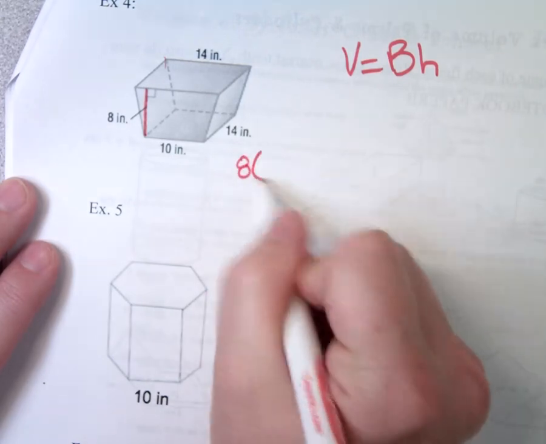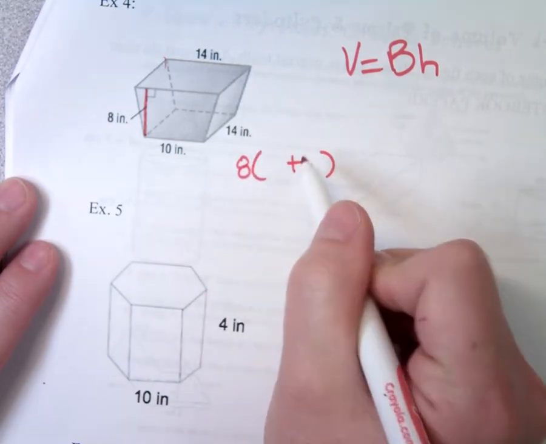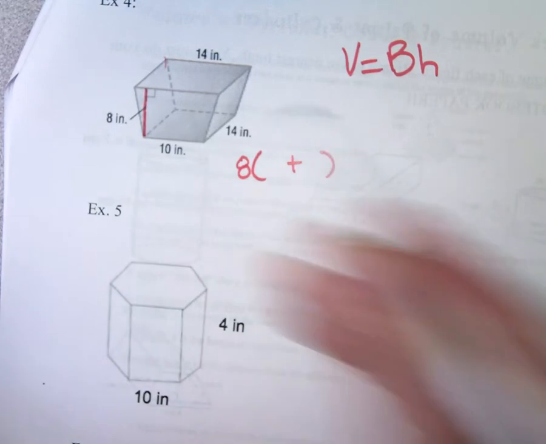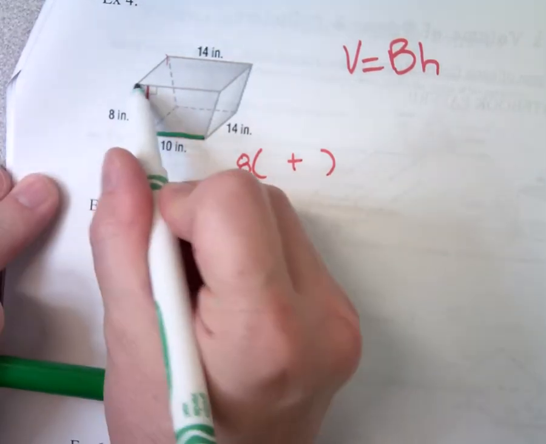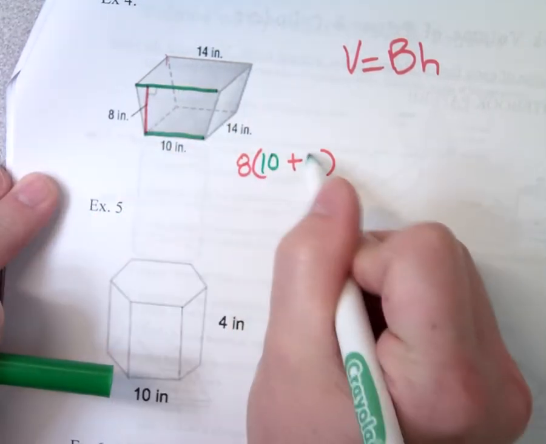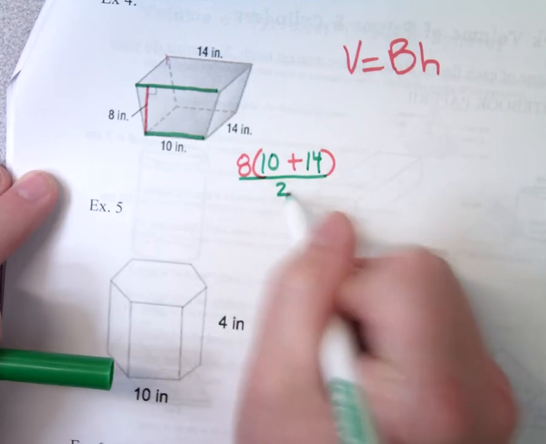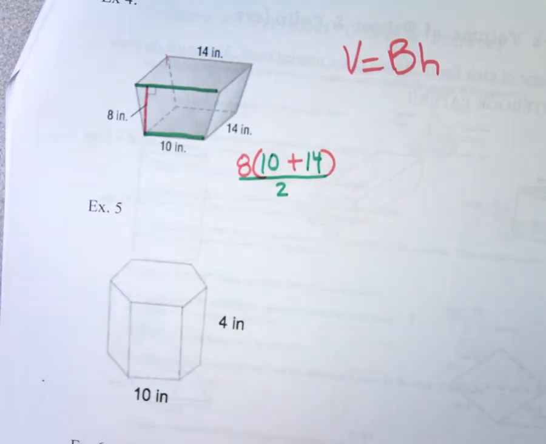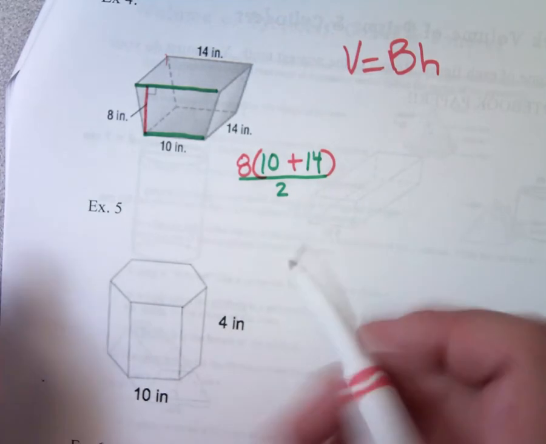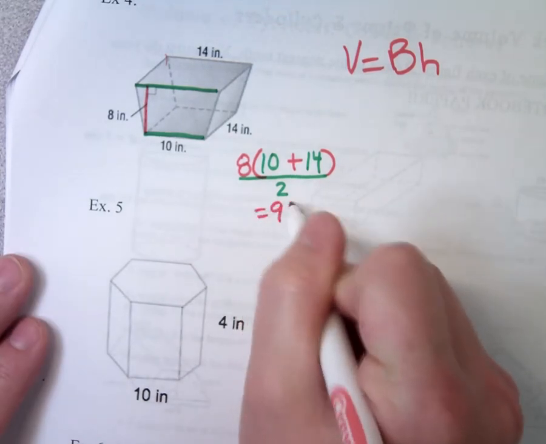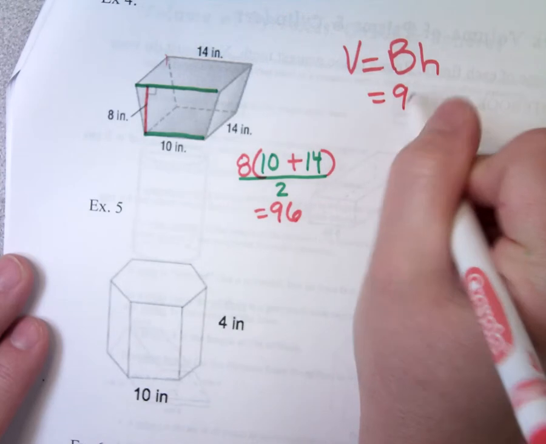8. I do need to know its bases so I can add them up. 10 and 14. That base is 10. We know that base is 14. And you always add the bases. And you divide by 2. And can you tell me what that is? 96. Good. So that's the area of the base.